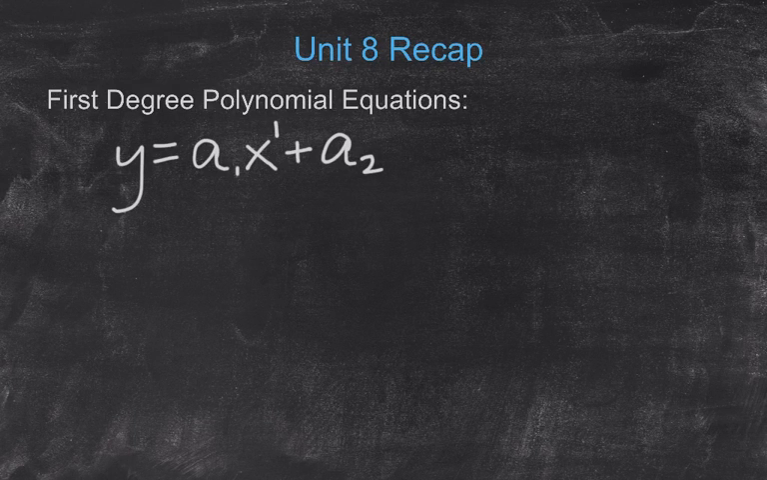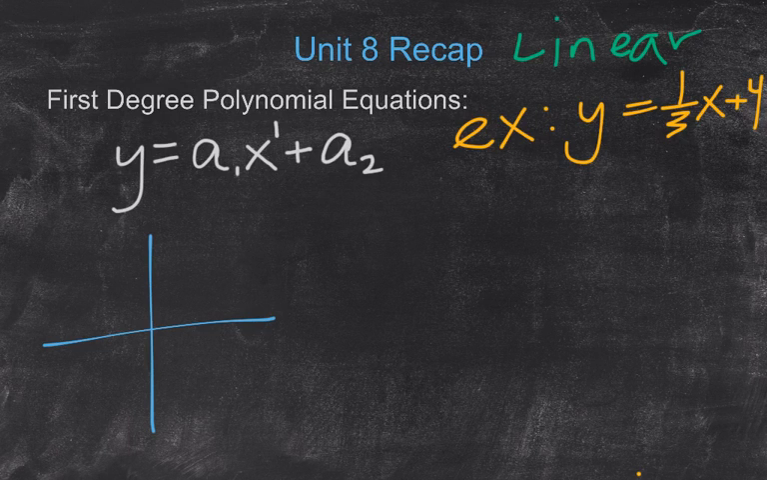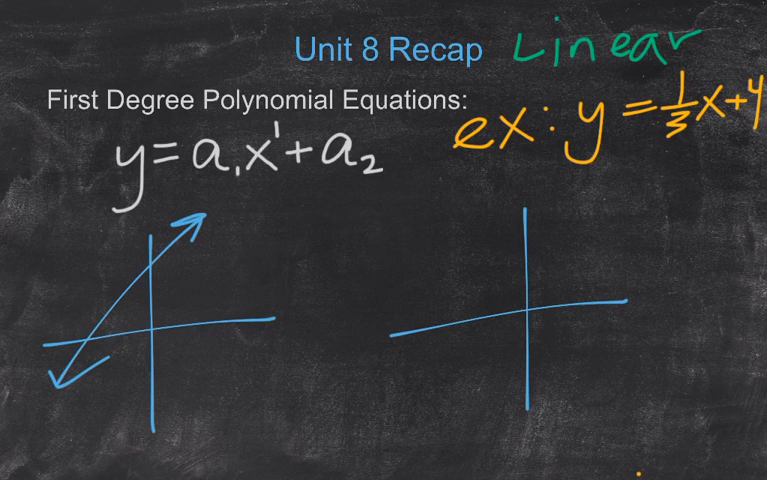Okay, so let me give you an example of this. An example might be y equals 1/3 x plus 4. Okay, the first degree polynomial is known more commonly as a linear function. A linear function might look like this. That's a straight line, just believe me. Or it might look like this.